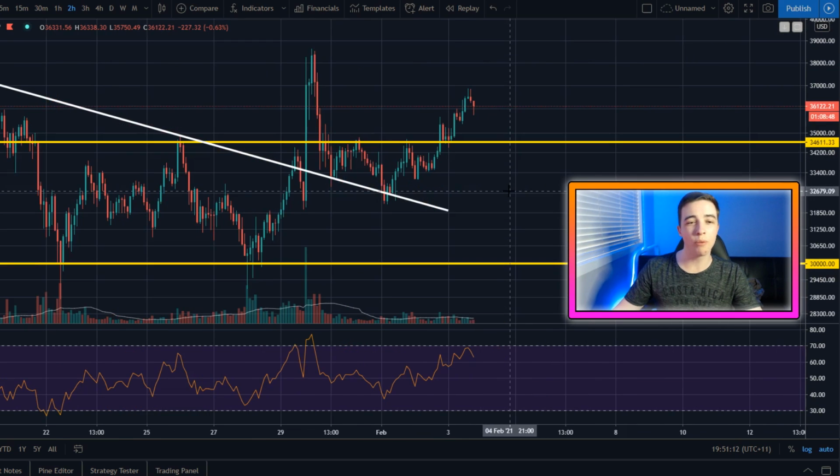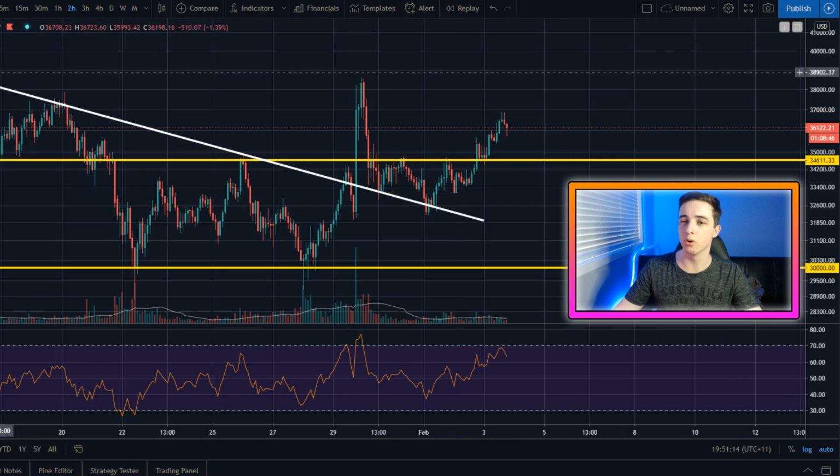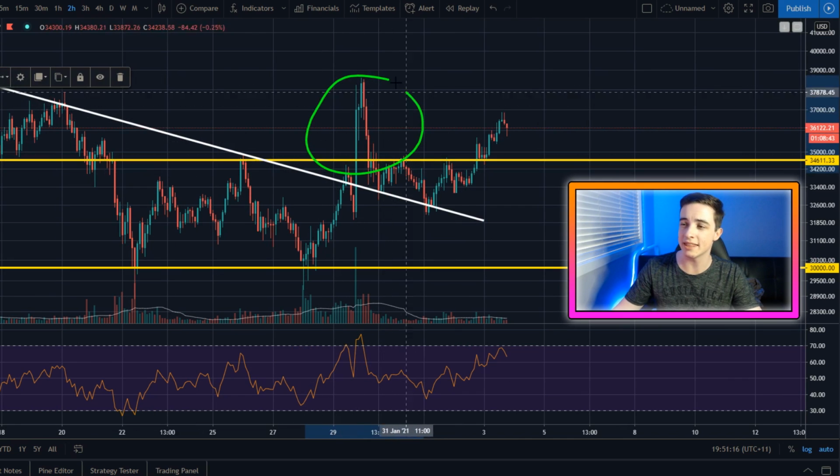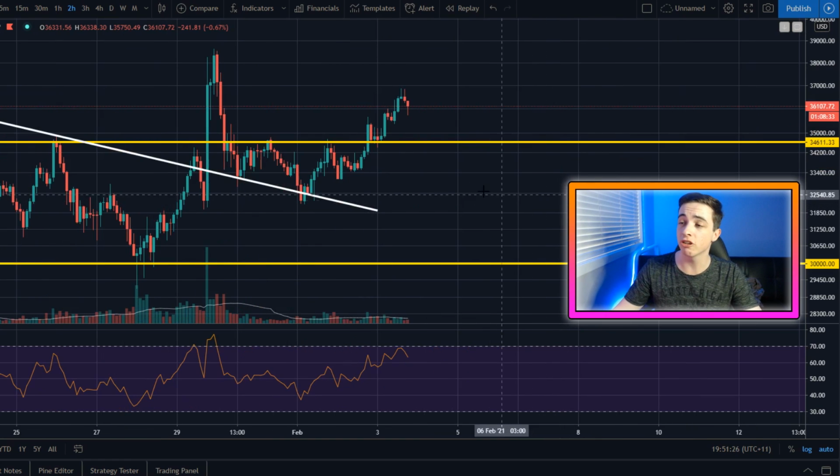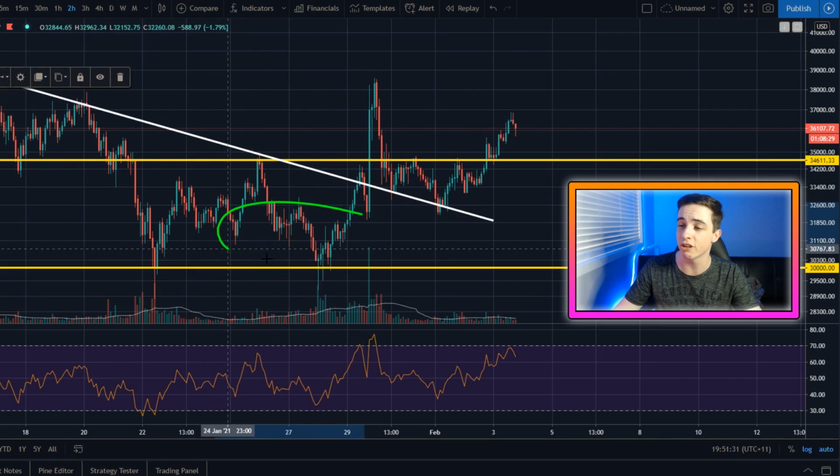As of right now, I wouldn't be expecting any massive moves, especially after we already had this massive move less than a week ago. So to be honest, right now this can actually be a pretty good accumulation area if you've missed the previous accumulation areas down here.